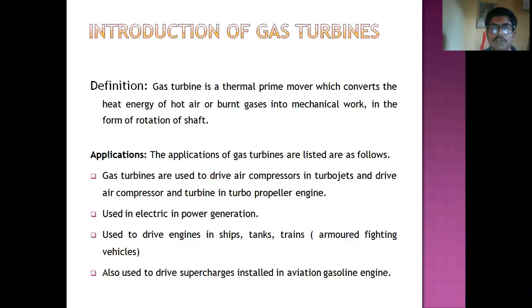What do I mean by a gas turbine? A gas turbine is called a thermal prime mover, which mainly converts the heat energy of hot air or burned gases into mechanical work in the form of a rotational shaft. Here in the slide, you can go through the definition. A gas turbine is a thermal prime mover which converts the heat energy of hot air or burned gases into mechanical work in the form of a rotational shaft.